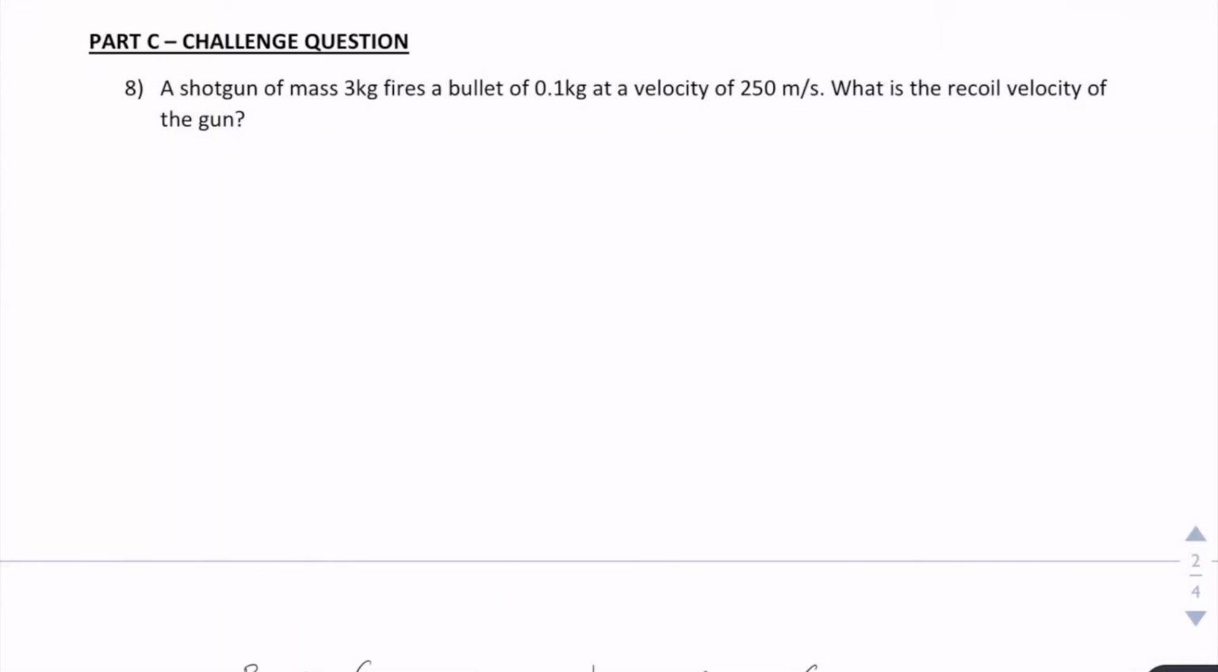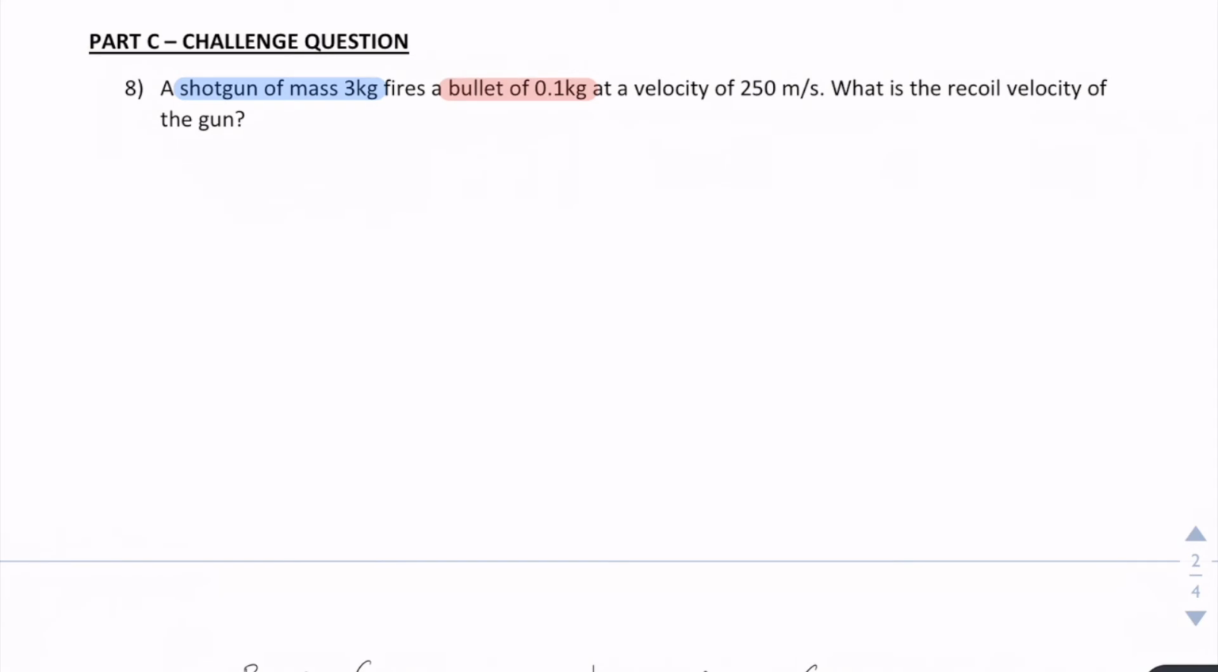So let's take a look at part C, our challenge question. As with any question, firstly, let's read the question and highlight the relevant information. So, a shotgun of mass 3 kilograms fires a bullet of 0.1 kilograms at a velocity of 250 meters per second. What is the recoil velocity of the gun? So the shotgun, let's call that body A, has a mass of 3 kilograms. And it fires a bullet, let's call the bullet body B, which has a mass of 0.1 kilograms. So that's our initial information.